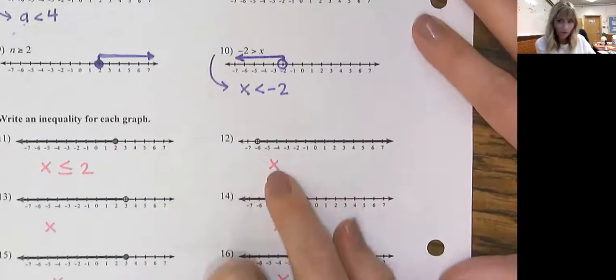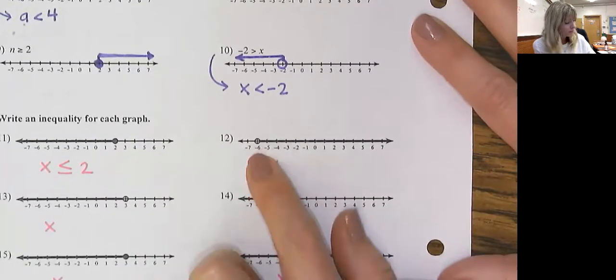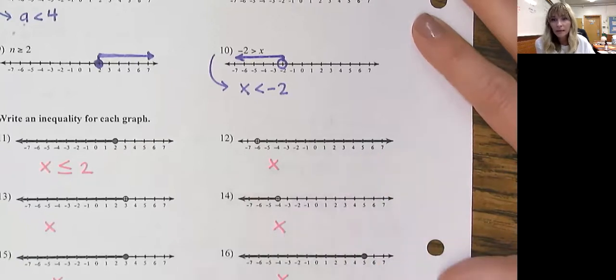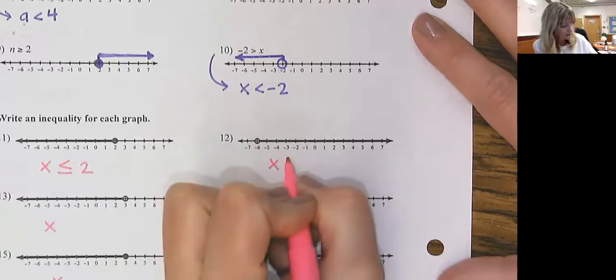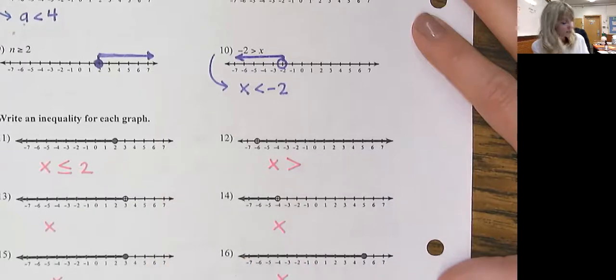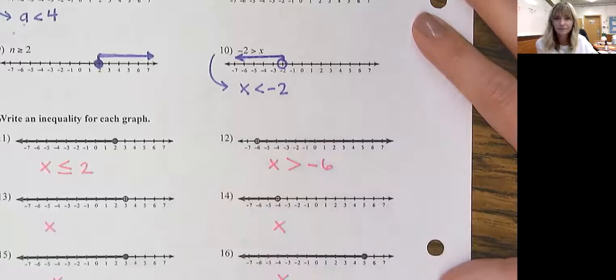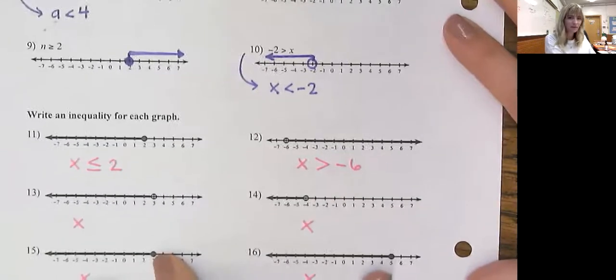Here's what I see on number 12. I see an open circle to the right. Look at the top of your paper right now and decide which symbol that is. Open circle to the right. Did you decide on greater than? Because that's what you should have decided on. X is greater than -6.